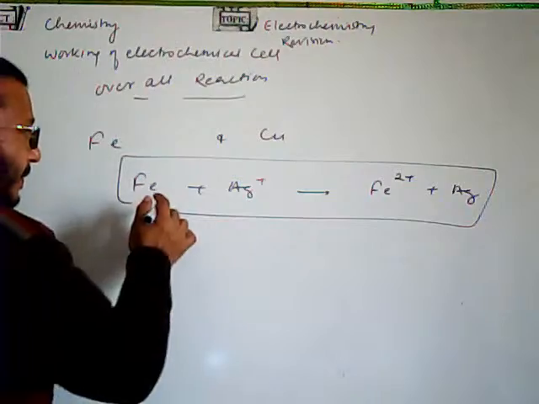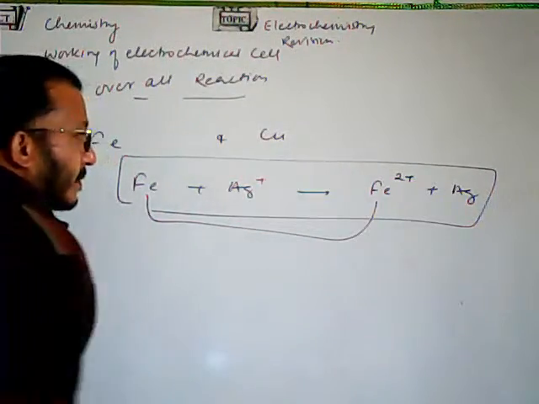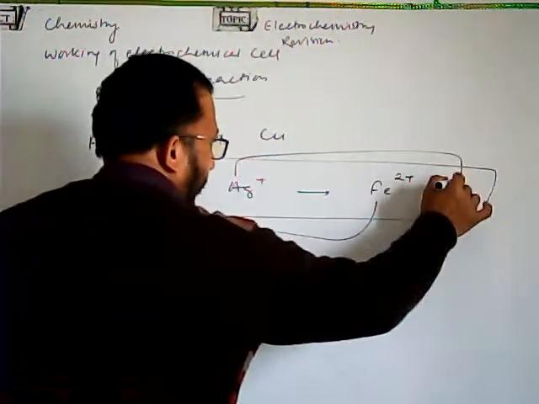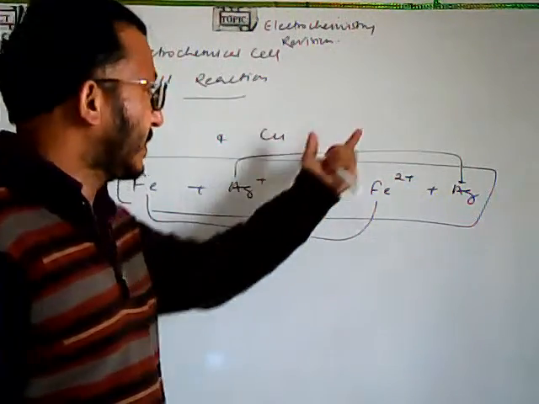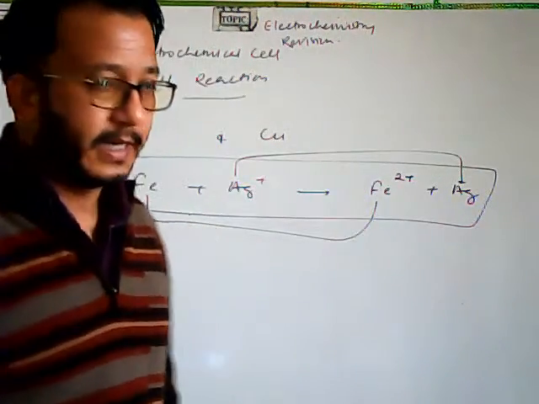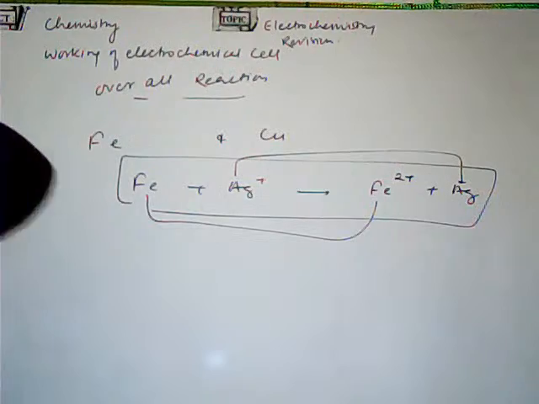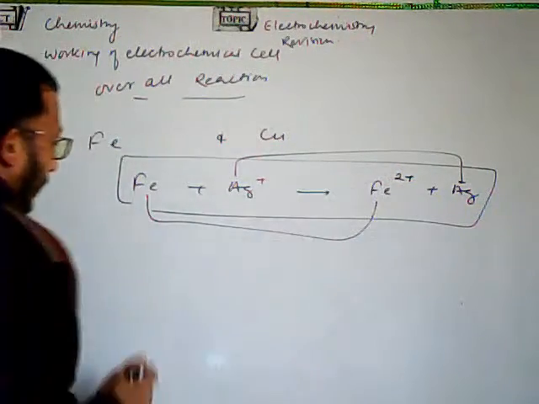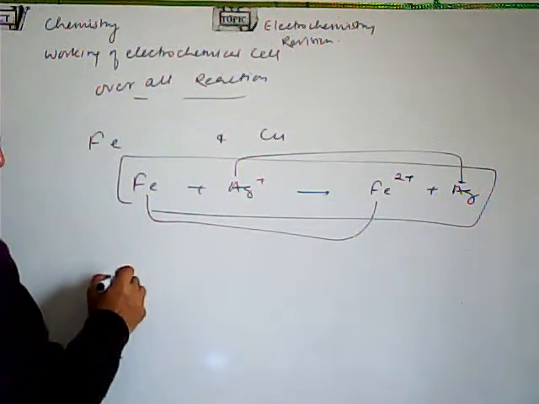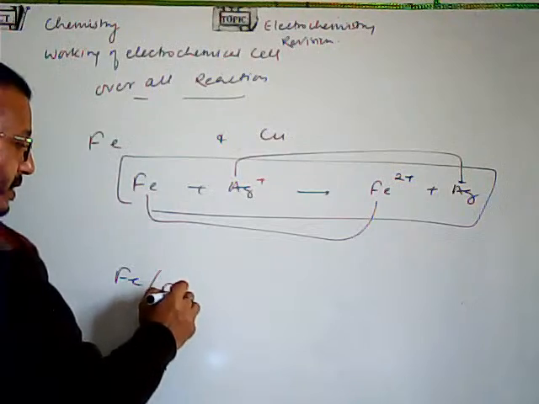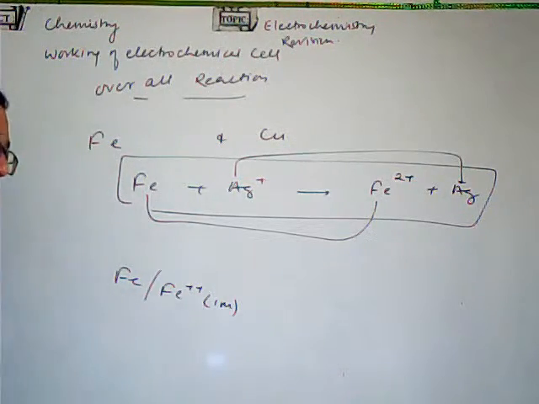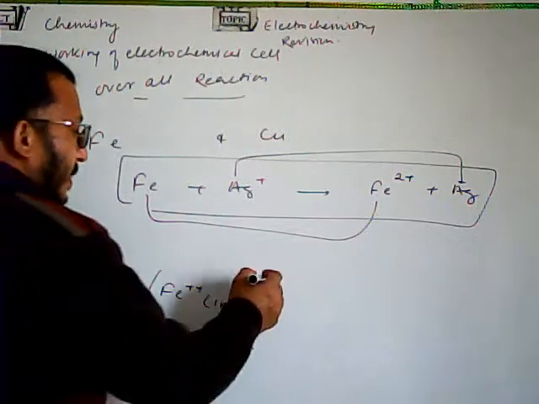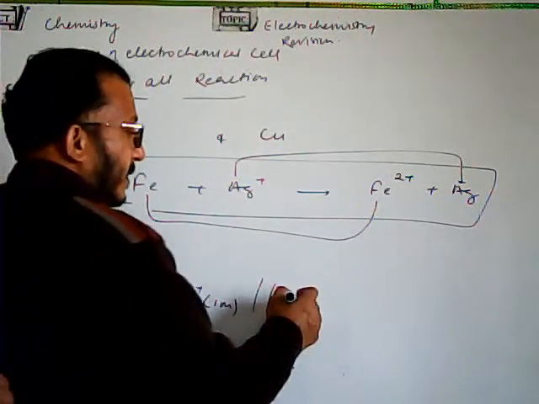Now, what is happening here? This is the oxidation, and this is the reduction which is taking place. Or these are the couples where the oxidation is taking place, and these are the couples where the reduction is taking place. Fine. Now, this will be acting as the anode. So the anode is your Fe undergoing oxidation to Fe 2 plus, 1 molar of course, separated by the salt bridge, and here Ag plus.